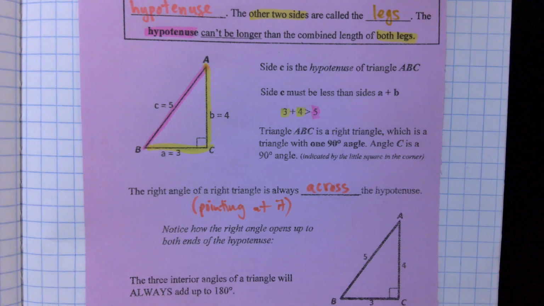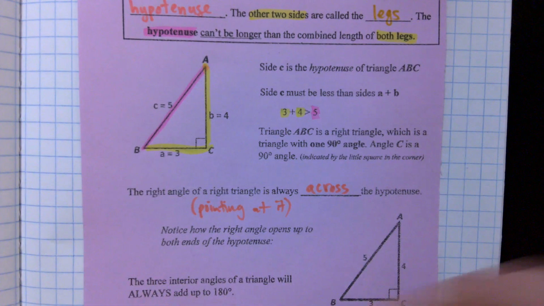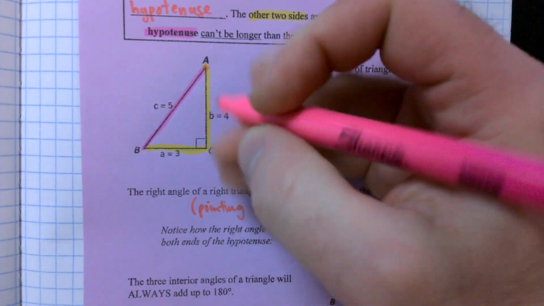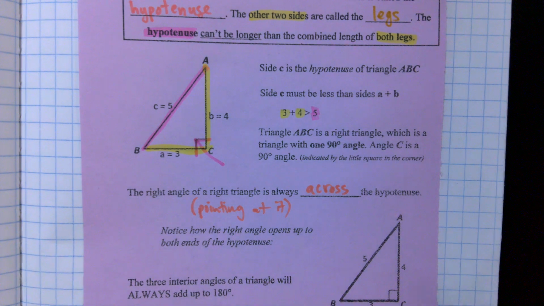If I have a 90-degree angle in a triangle, that's the biggest angle I could have in a right triangle. So the biggest side is always going to be across from the biggest angle. So in this little box here, I want you to make a little pink arrow, because like I said, that arrow is pointing directly at the hypotenuse.